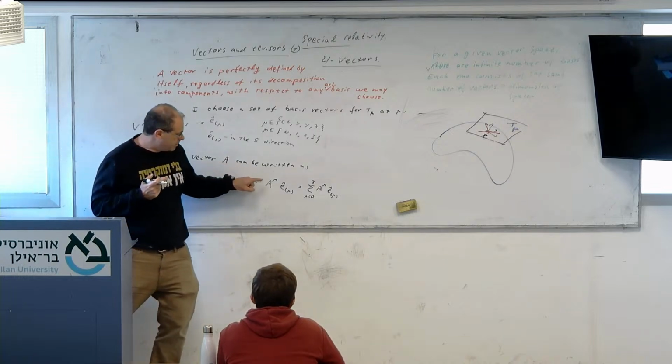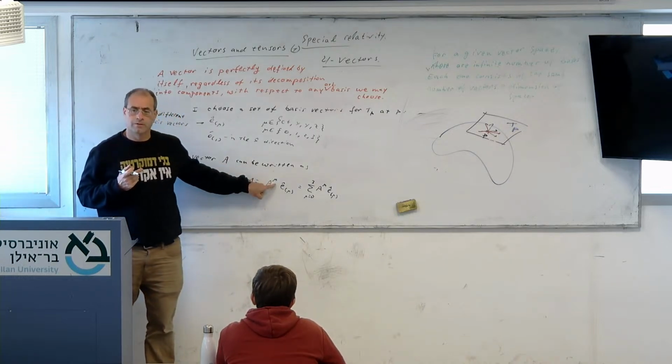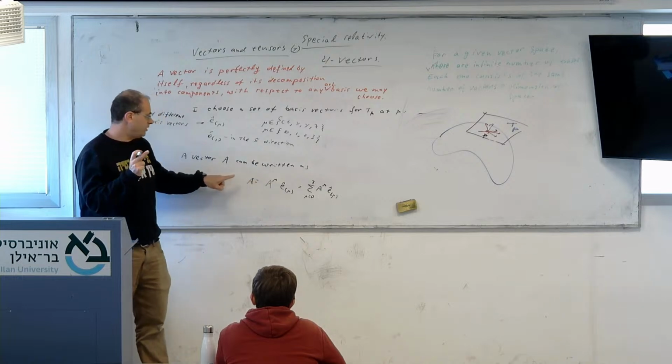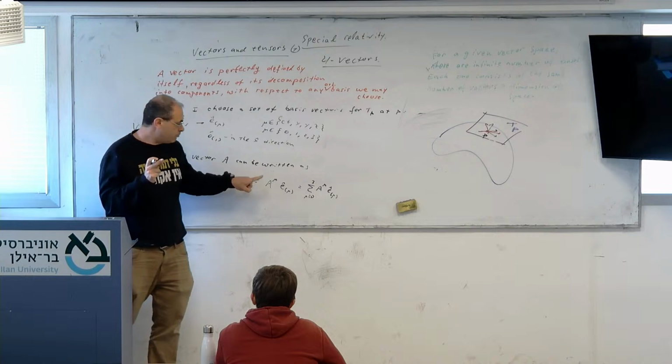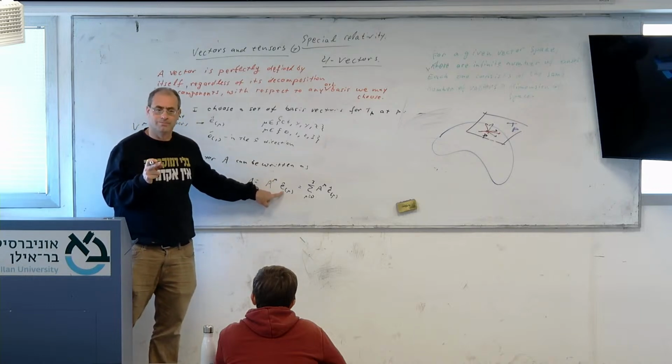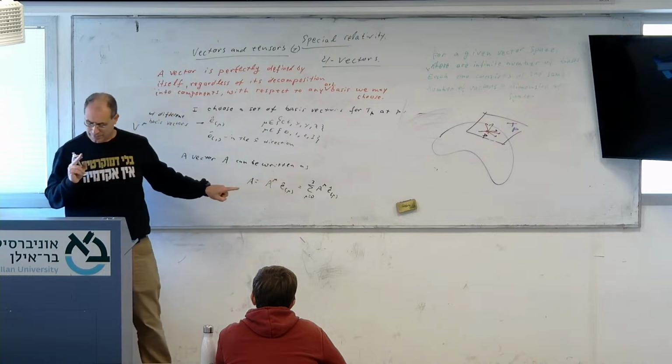What are A mu? Coordinate vector. The components of A, of the vector A. A mu are the components of the vector A in the basis E mu. Okay?